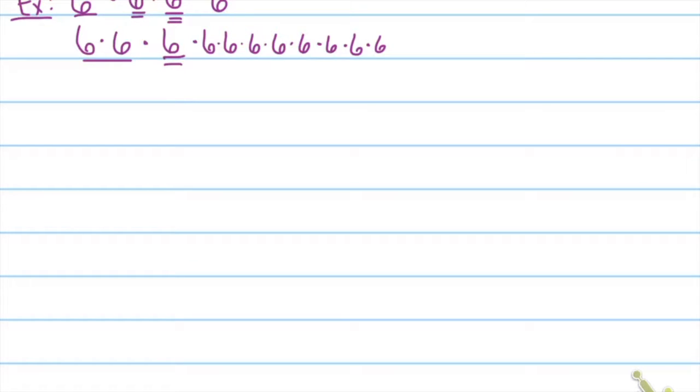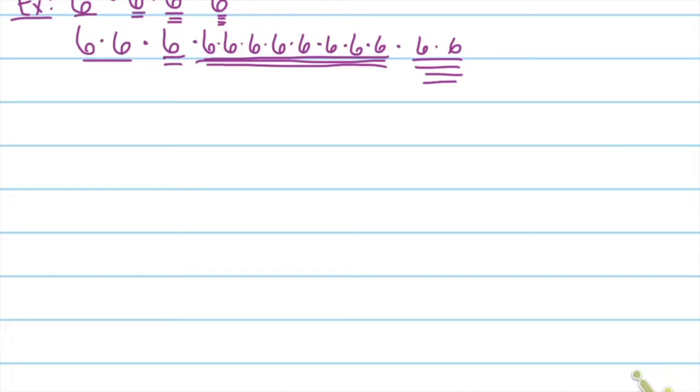Again, I'm going to show you the long way, and then I'm going to show you the product rule and why we're allowed to use it. So I have 6 squared, so 6 times 6. And then I've got times 6. And then I've got 6 to the 8th, so 6 times 6 times 6 times 6 times 6. 1, 2, 3, 4, 5, 6, 7, and 8. Times 6 times 6. Okay, again, there are all of the factors of 6 written out in expanded form.